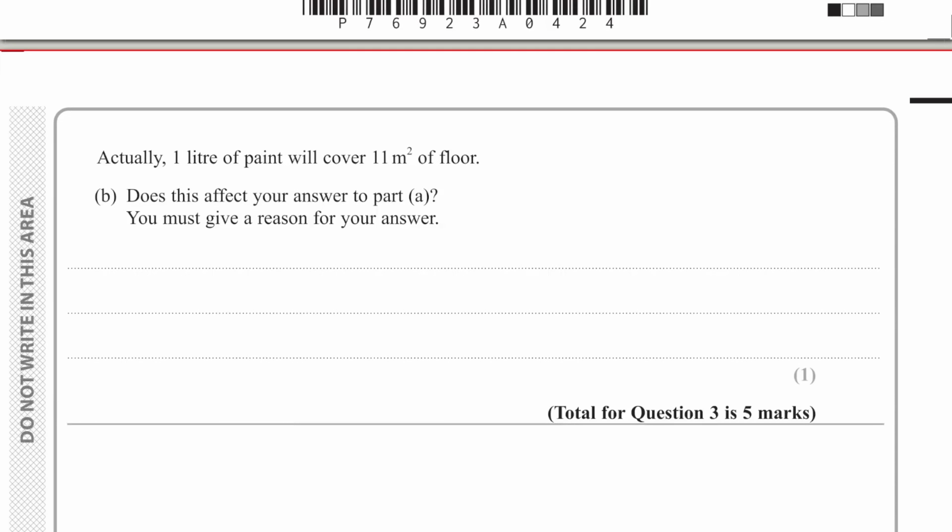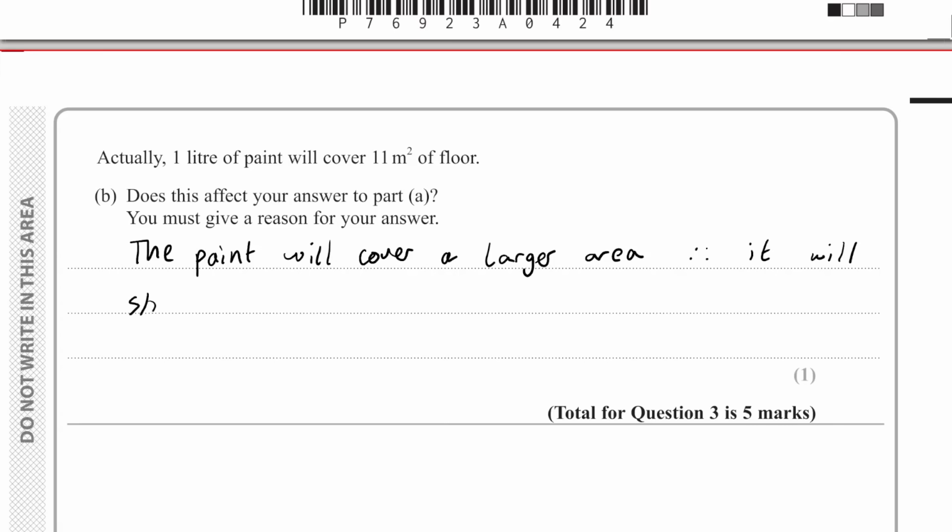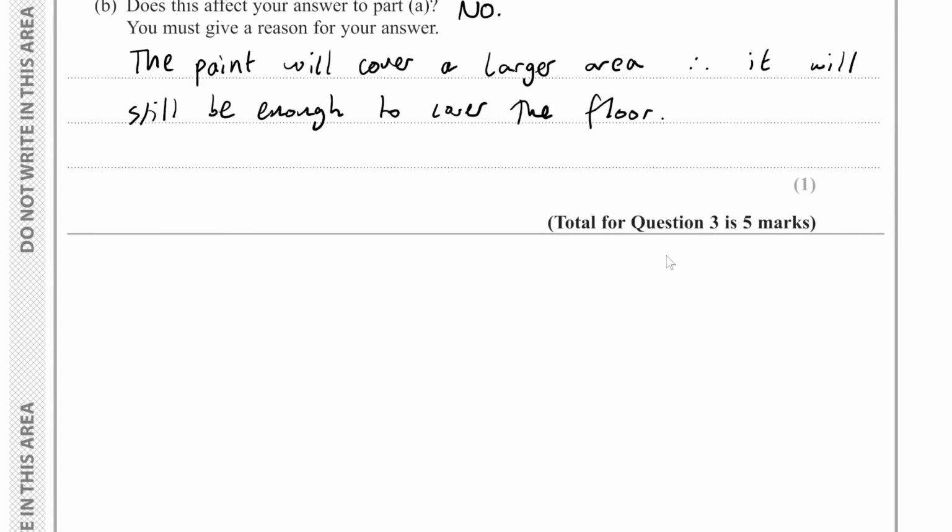So the paint will cover a larger area. Therefore, it will still be enough to cover the floor. So no, it doesn't affect our answer. We have enough paint.